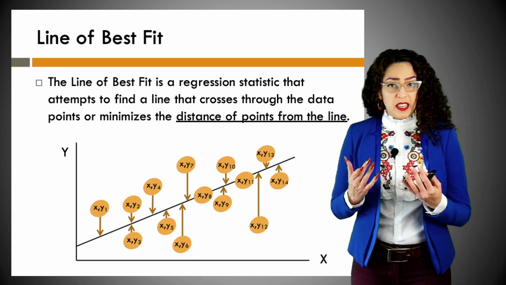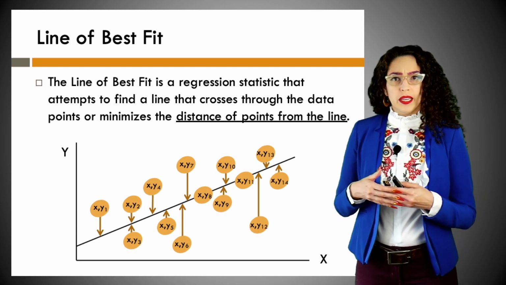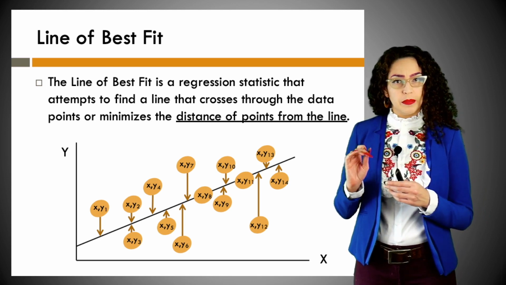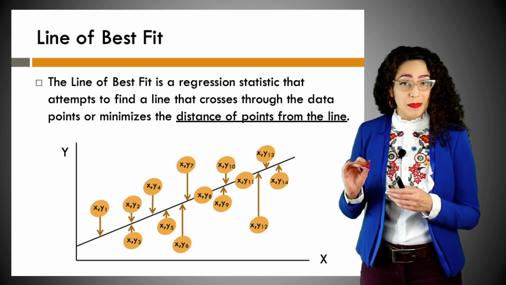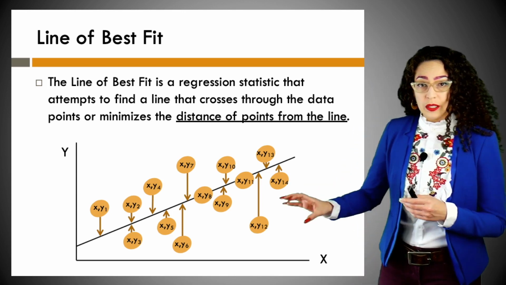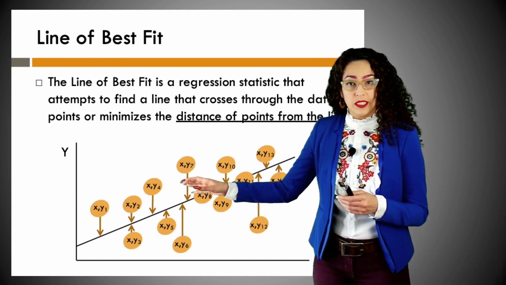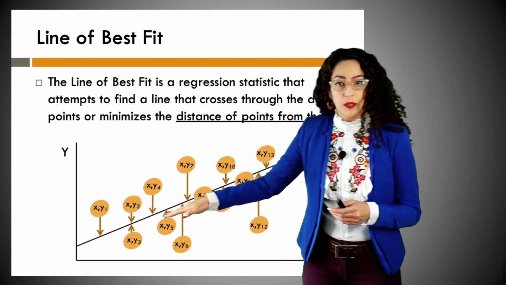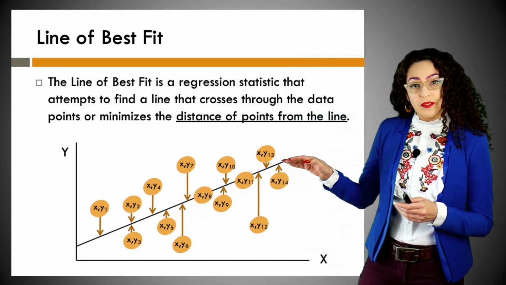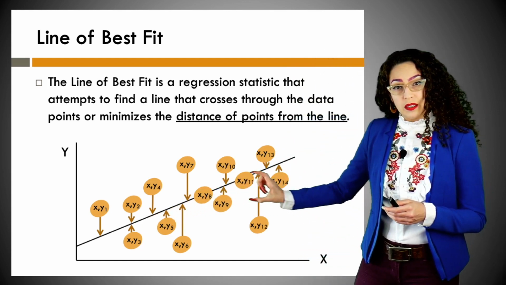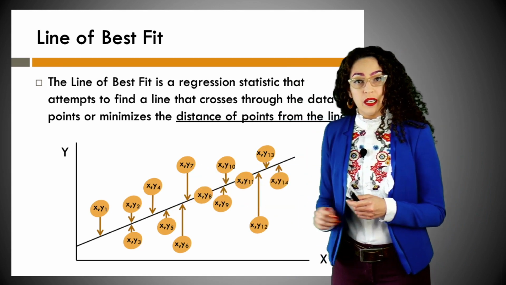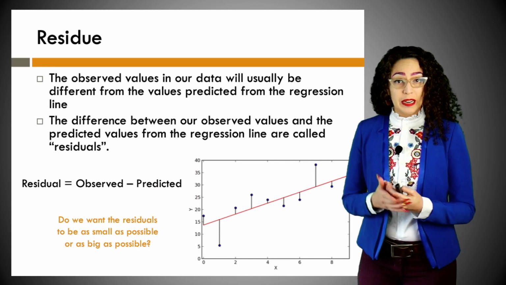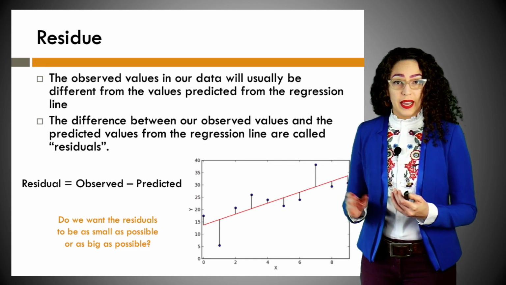How does this line of best fit come to be? Well, it is a regression statistic that attempts to find a line that crosses through as many data points as possible while minimizing the distance from those points. So here are a bunch of data points. Each one of these is a person and their score on X and their score on Y. And we are trying to put a line in between them, the best line that we can find that is going to minimize all this space between the line and the points. Now our goal is to fit a line that minimizes the distance from the points and that line.